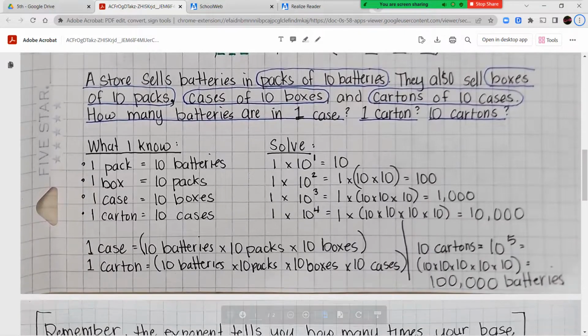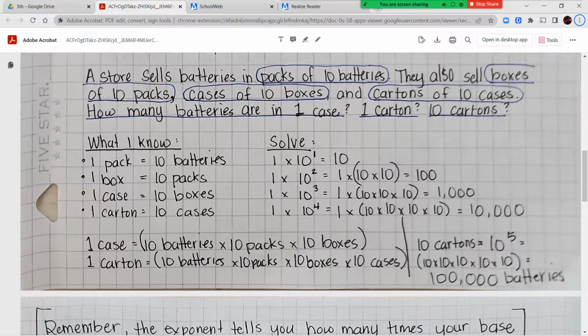Let's take a look at an example question together. It says a store sells batteries in packs of 10 batteries. They also sell boxes of 10 packs, cases of 10 boxes, and cartons of 10 cases. How many batteries are in one case? How many are in one carton? And how many are in 10 cartons?